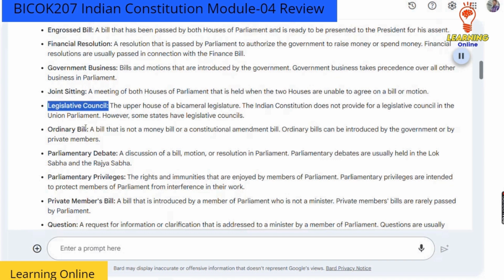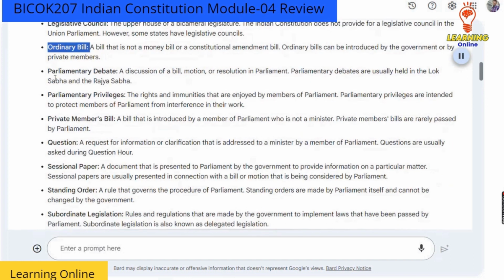Legislative Council, the upper house of a bicameral legislature. The Indian Constitution does not provide for a legislative council in the Union Parliament. However, some states have legislative councils. Ordinary bill, a bill that is not a money bill or a constitutional amendment bill. Ordinary bills can be introduced by the government or by private members.